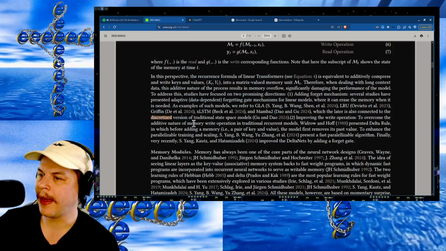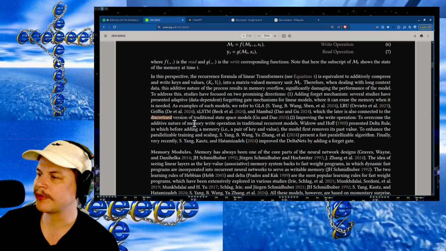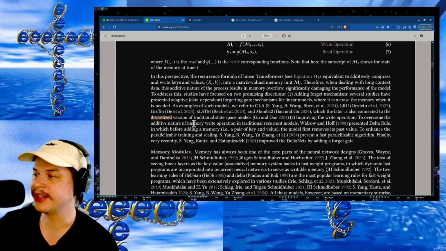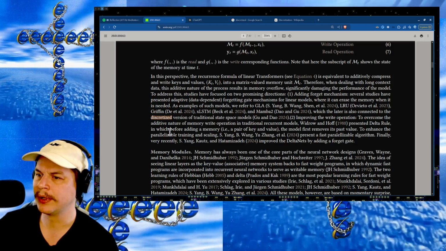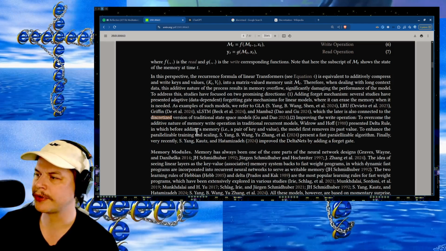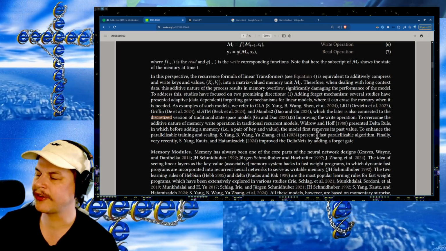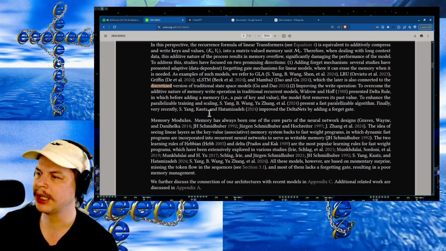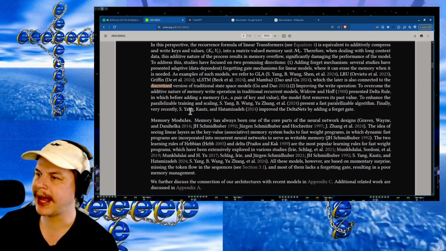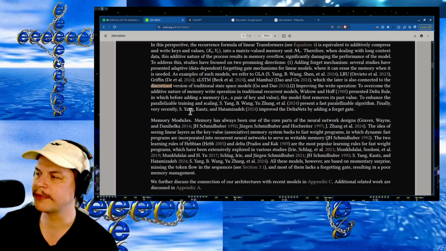Okay, to overcome the additive nature of the memory write operation in traditional recurrent models, Widrow and Hoff presented the delta rule. Why does it say 1988? Whoa. In which, before adding memory, the model first removes its past values. To enhance the parallelization in training and scalability, a fast parallelizable algorithm is presented. Finally, very recently, Yang, Kautz and Hatamizadeh improved the delta nets by adding a forget gate.